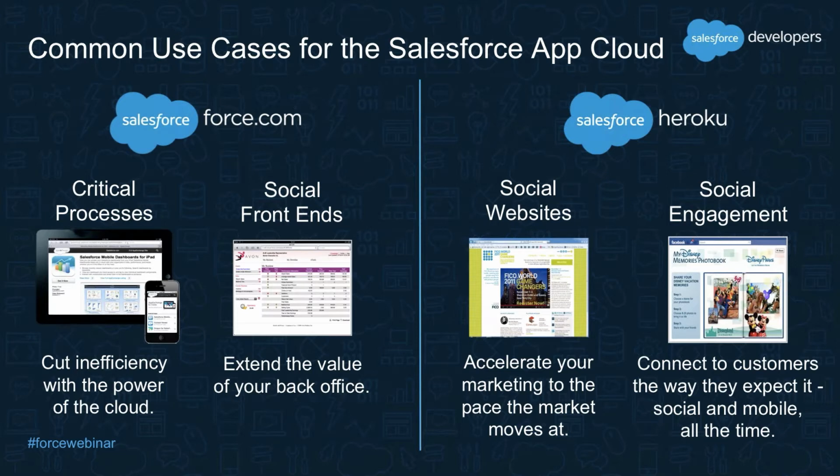The second major use case is what we call social front-ends. Social front-ends are applications that extend the value of a legacy data system or a system such as an ERP or a data warehouse. This type of application helps companies maximize their investments from their legacy apps. We also have customers that can create social websites, and those websites are connected with their data to maximize marketing and brand exposure.